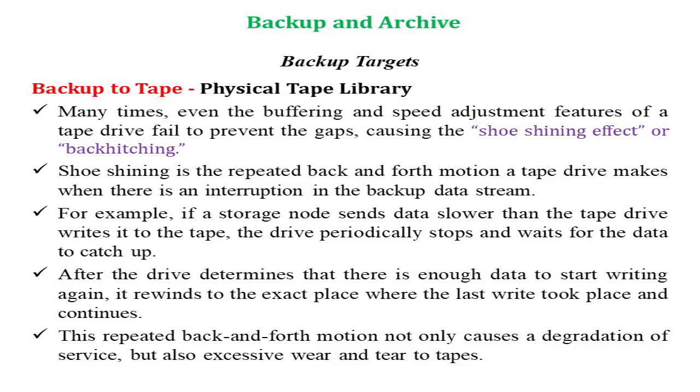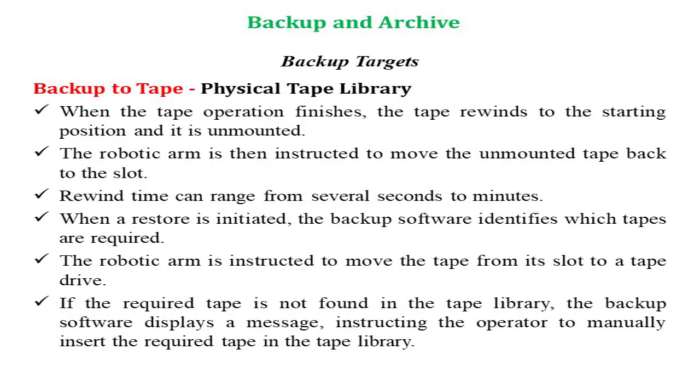After the drive determines that there is enough data to start writing again, it rewinds to the exact place where the last write took place and continues. This repeated back and forth motion not only causes a degradation of service but also excess wear and tear to tapes. When the tape operation finishes, the tape rewinds to the starting position and it is unmounted. The robotic arm is then instructed to move the unmounted tape back to the slot. Rewind time can range from several seconds to minutes.